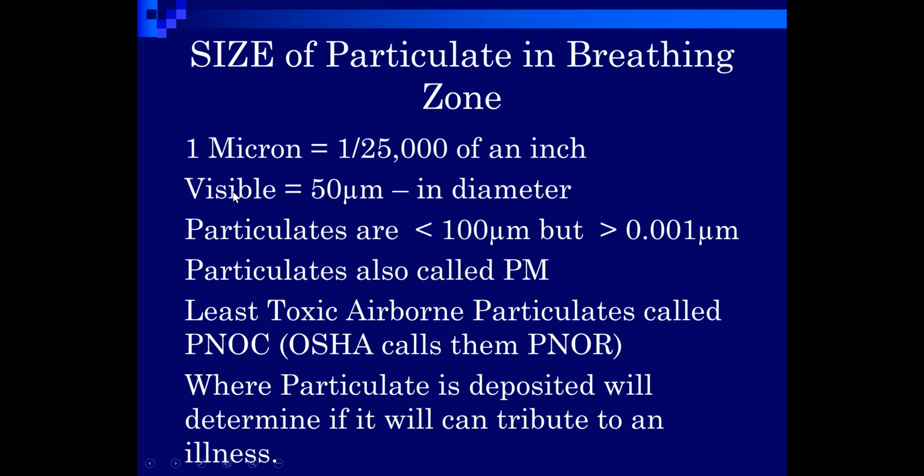The size of the particulates in your breathing zone: 1 micron is about 1/25,000th of an inch, very small. You can see with what they call specular reflectance, which is the light shining off of the dust mote, down to about 50 microns in diameter. If you ever looked at a window where the sunlight was shining through, you could see little dust motes floating in the air. Those were probably down in that size range. The PNOC, we've already hit on that. And the key thing is where the particulate is deposited determines whether or not it will contribute to illness.